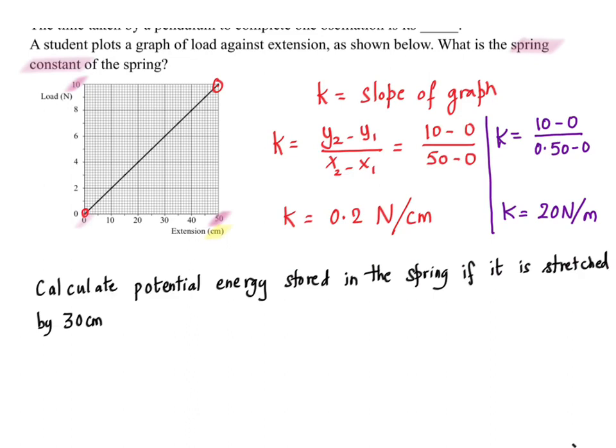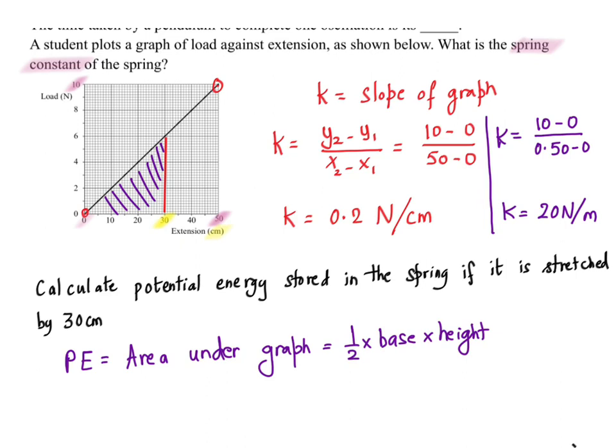In the same graph, if the question is asking you to calculate the potential energy stored in the spring if it is stretched by 30 centimeter, then we will take a triangle till 30 centimeter as the base. Okay, so that's important. What they have asked is till 30 centimeters, so we'll take it till 30 centimeter. And potential energy can be found by area under graph, which is half times base times height. The base is 30 centimeter, we'll convert that into meter, which is 0.3, times the height is 6. We put that into our calculator, we get the answer as 0.9 joules.